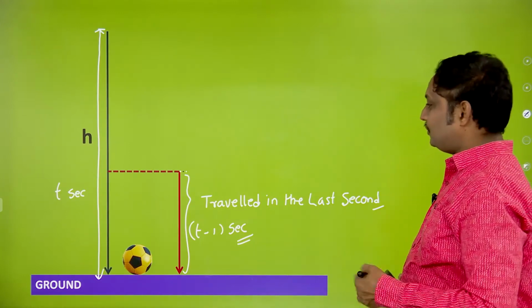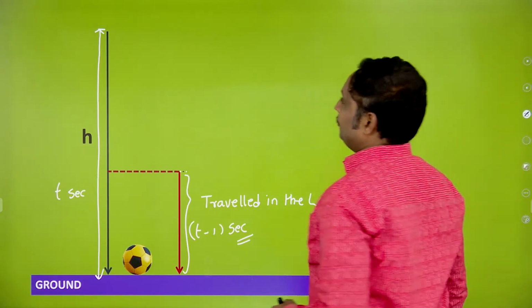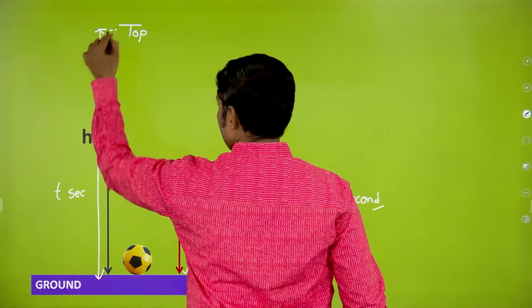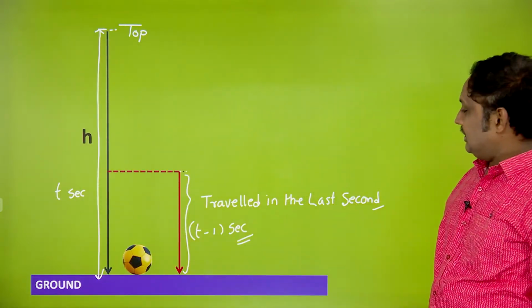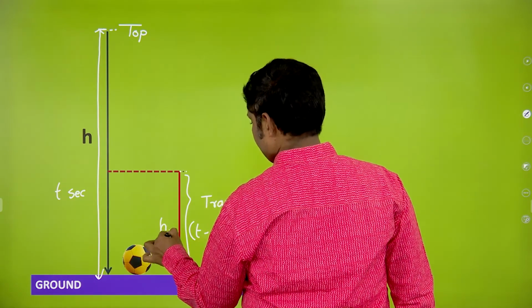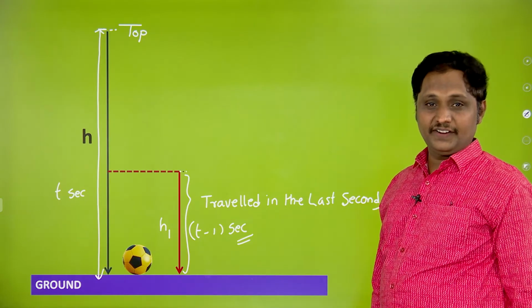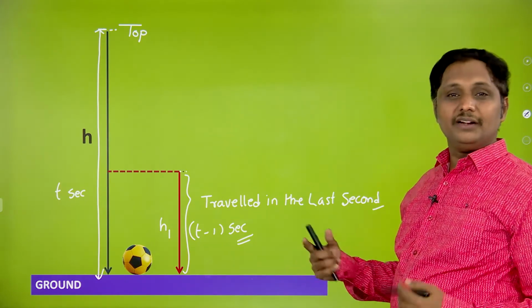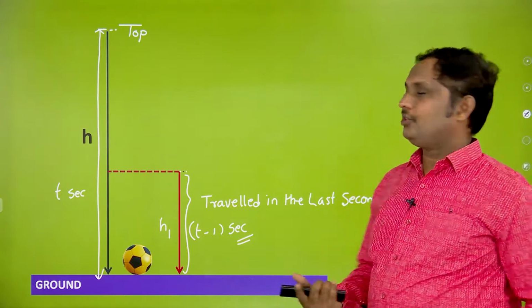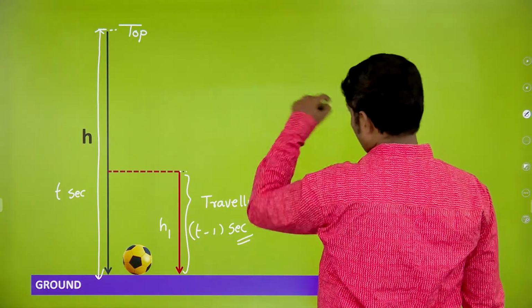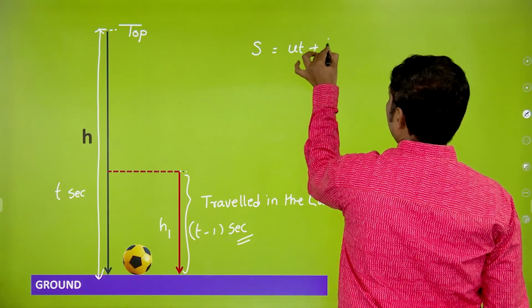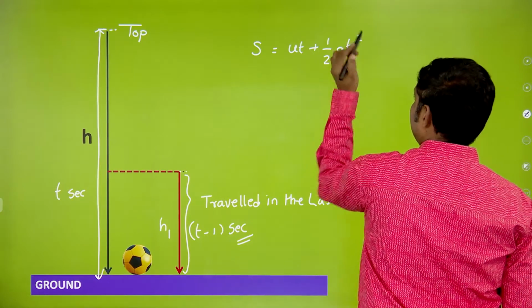Now we can easily find out that this is the top. The ball is allowed to fall. We can go for t minus 1 second. It's going to be h1. It's very clear. h1 is the vertical distance, that is the height covered by that body in the last second. So usually you will apply the equation of motion. Therefore, you know very well about this equation: S is equal to ut plus half at square. It's very clear.